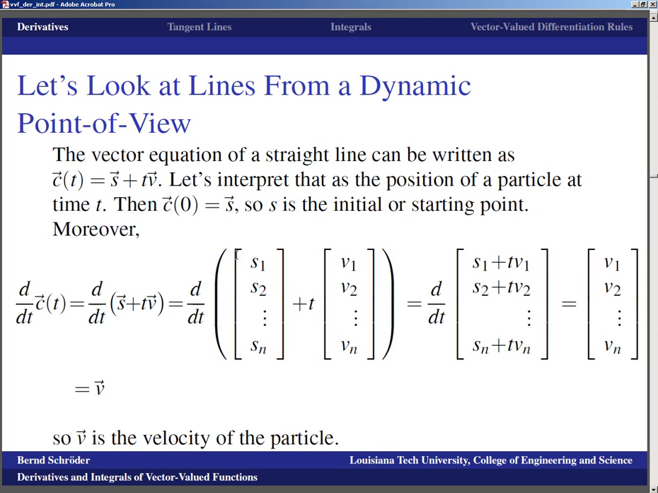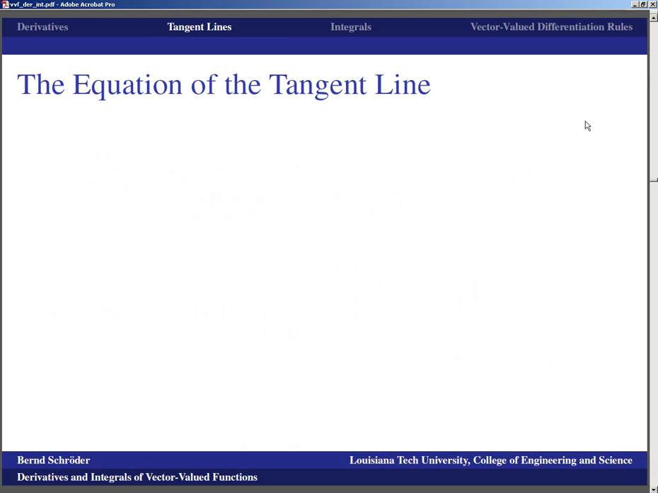And that means that the vector v really is the velocity of the particle. So what I told you about in the presentation on straight lines actually can be justified with calculus. The direction vector v really is also a velocity vector when we interpret things as a position function over time. All right, now let's talk about tangent lines.